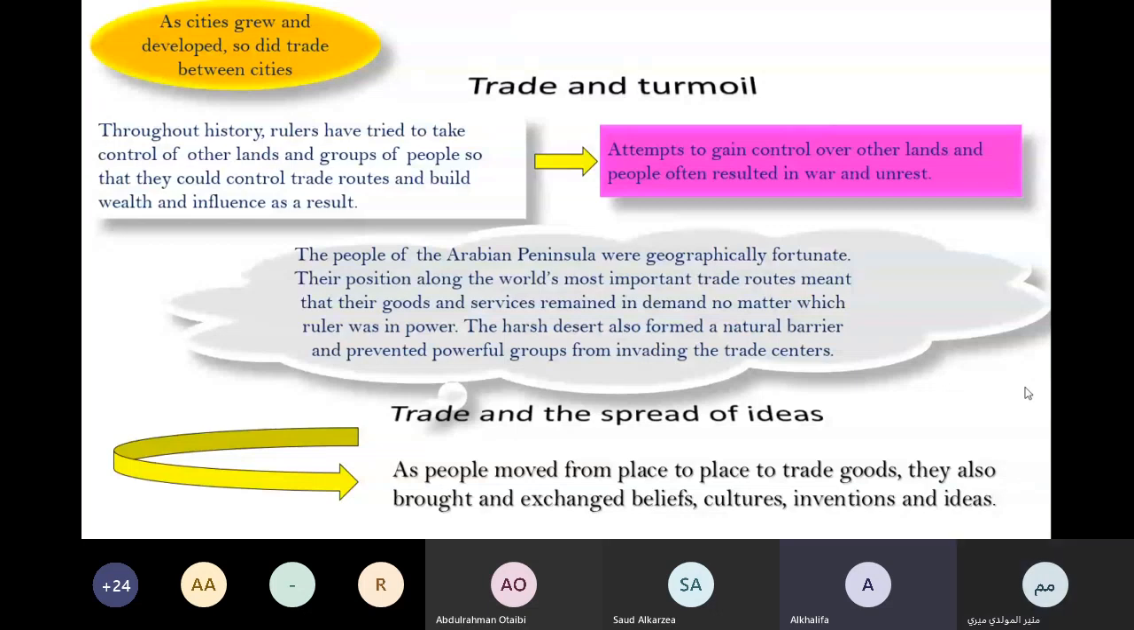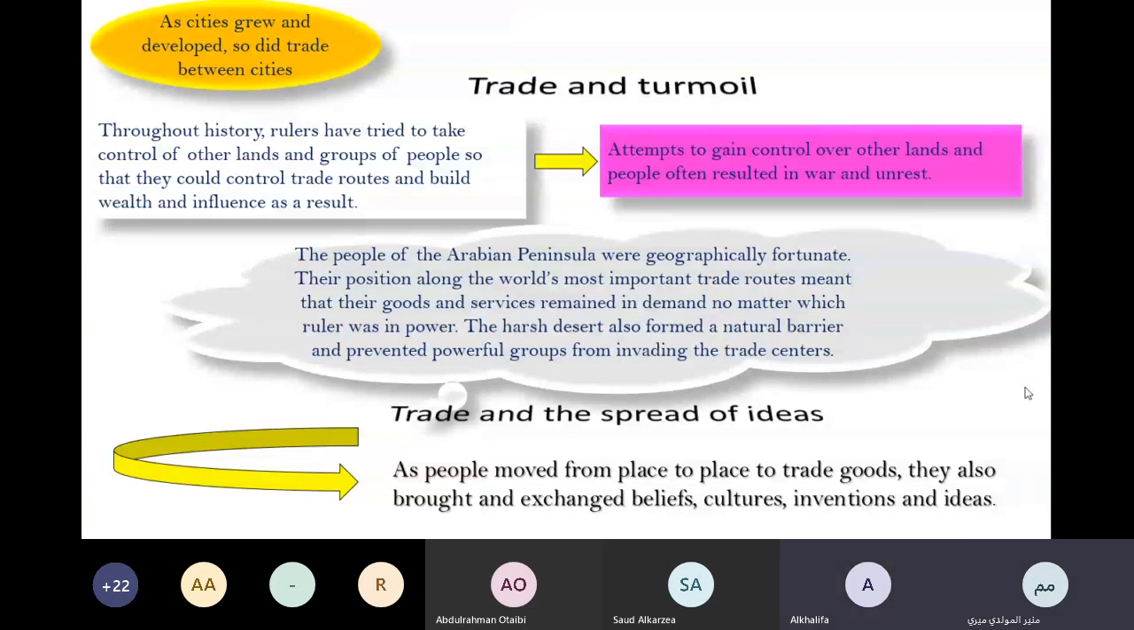That means their goods, the things that they get, like food and water, it remained. How can I say it? Where is the Arabian Peninsula located exactly? In the desert. Yeah, in the desert, but it is at a crossroad. It is at an intersection of many trade routes.